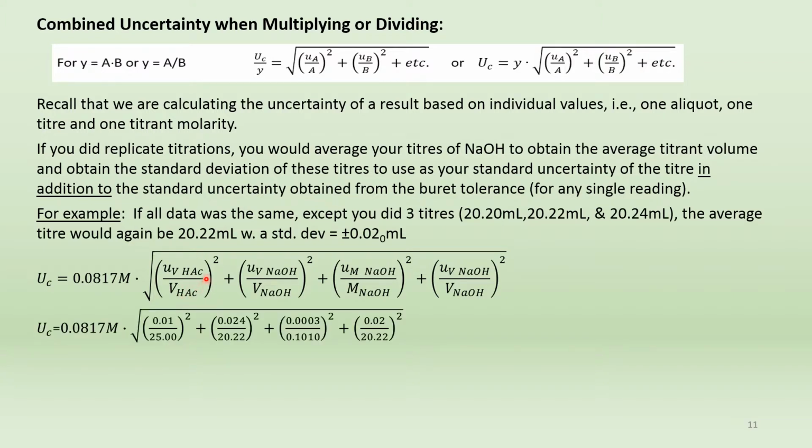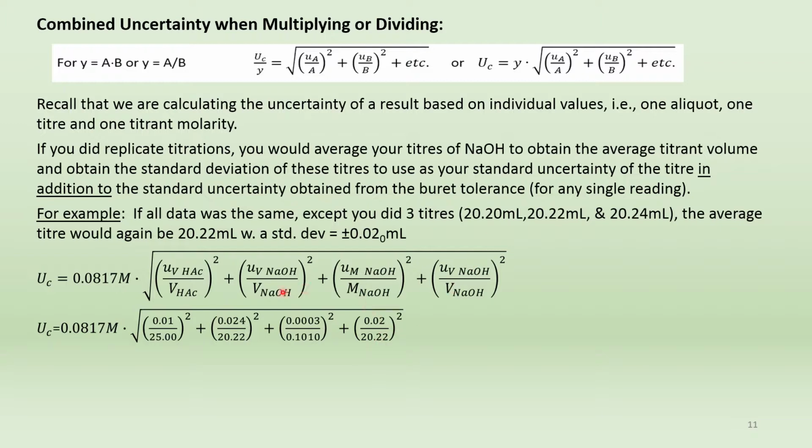We have here the uncertainty on delivering the 25 mls of acetic acid from the pipette. This is the uncertainty of reading the burette volume based on the tolerance of the burette itself. This is the uncertainty on the molarity of the sodium hydroxide. We don't know where it came from, but it was given to us. Presumably, it's a molarity based on replicate analysis, probably random in nature. And this final term is our new term. This will be the standard deviation or uncertainty based on our 3 titrations divided by the average titer.